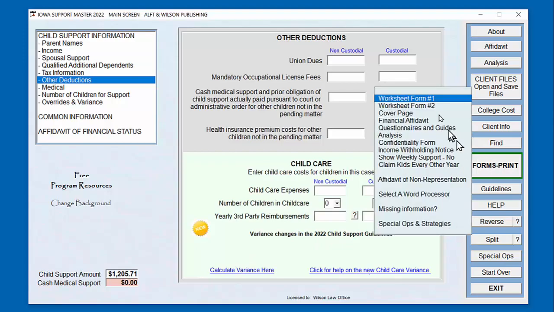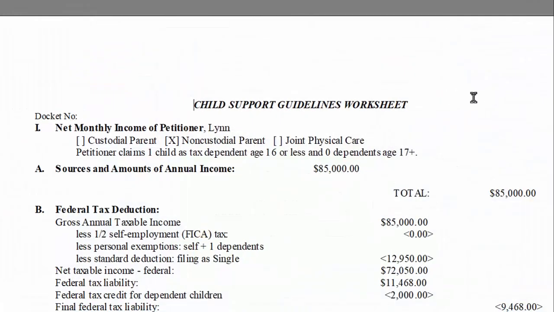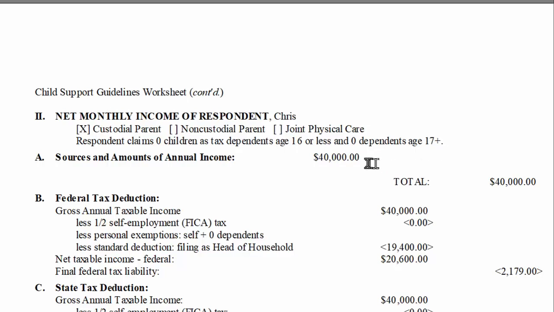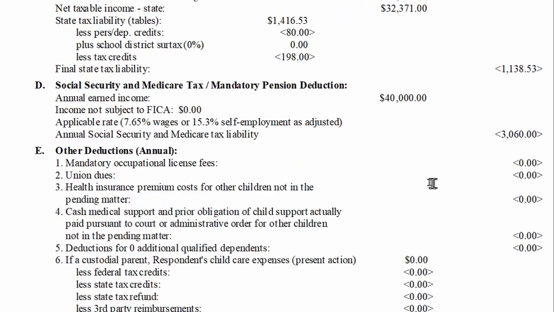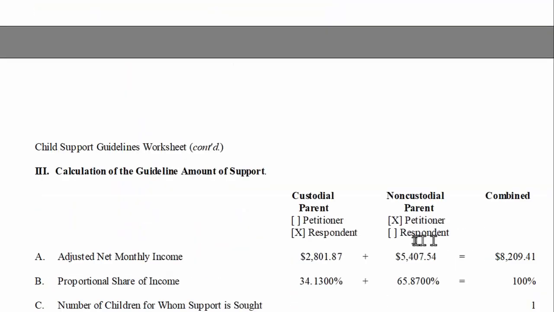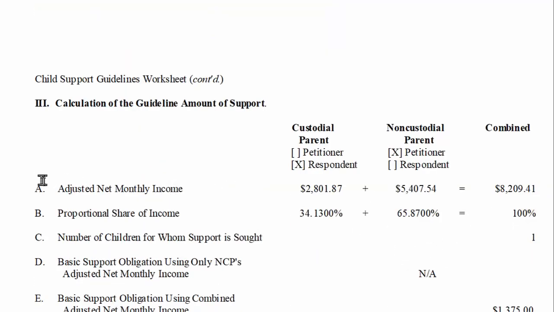Let's look at Form 1 and see where it shows up. Here's our high income non-custodial parent at $85,000. Here's the custodial parent at $40,000, and if you'll look down here, you'll see that the child care deduction does not appear here because we're seeking a variance. So you're not allowed to deduct it to arrive at the proportional shares, which are on page 3, right here.